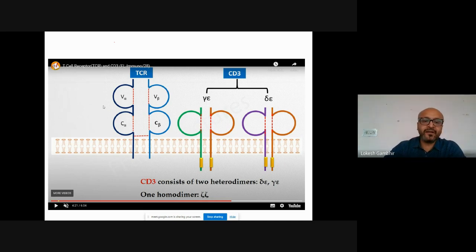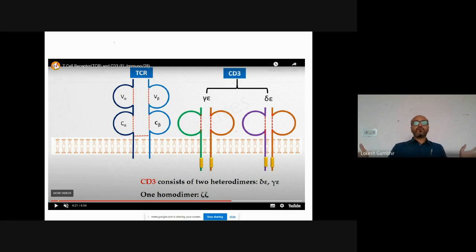Of course, for those 5 different chains, there will be 5 different segments inside the chromosomes that will be coding for this particular polypeptide. Then, if we are talking about the CD3 part, then CD3 is made up of 2 separate heterodimers. One is in front of you, that is gamma and epsilon. Another one is delta and epsilon. And not only this, sometimes along with this, there is an additional homodimer of zeta chain that is also present.